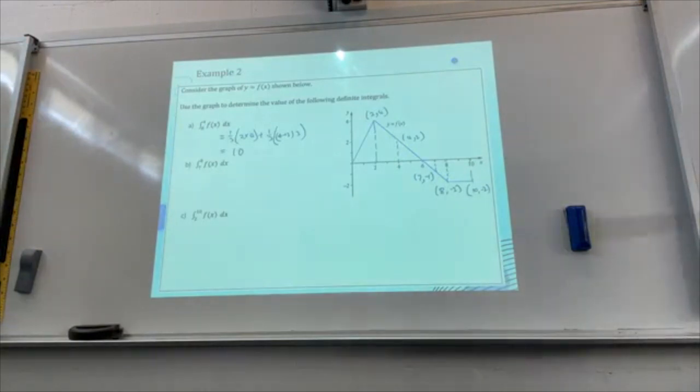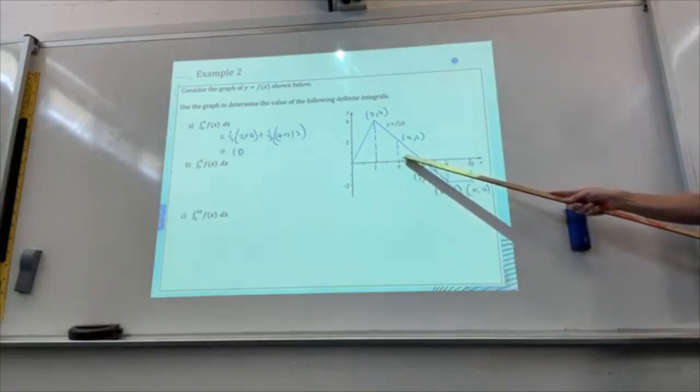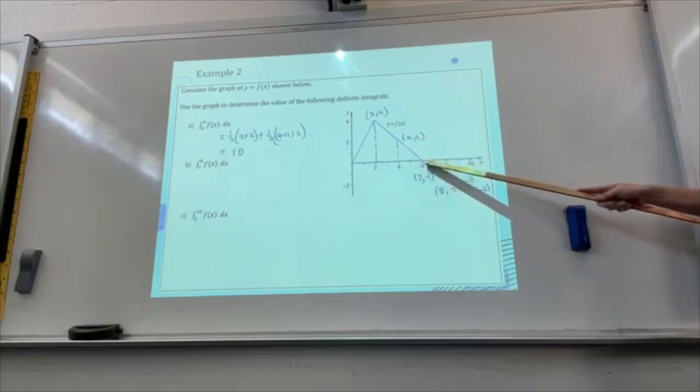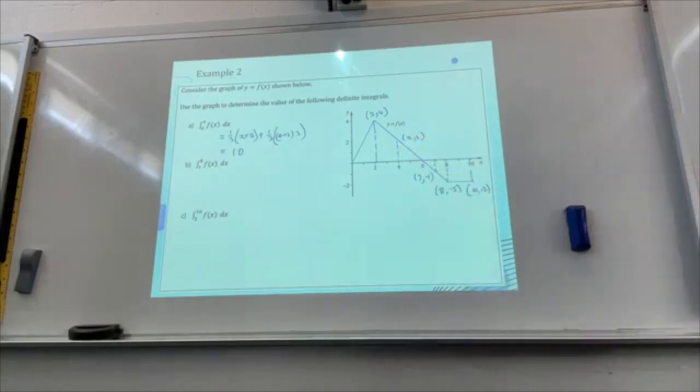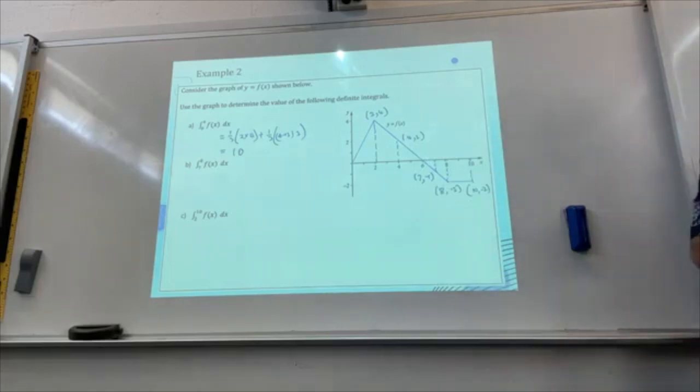Now, the next one, you are going from 4 to 7. This is positive, this is negative, correct? Up here is positive, down is negative. So you need to sort that out. Think about which one is positive, which one is negative. Agree that the top bit is positive? That is a triangle, that's a triangle. You can use your triangle formula. 1.5.